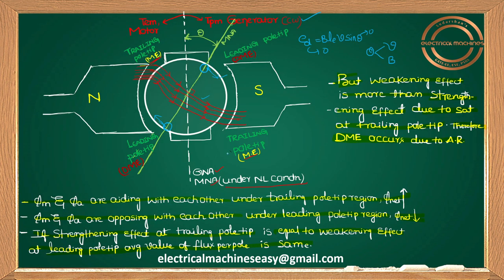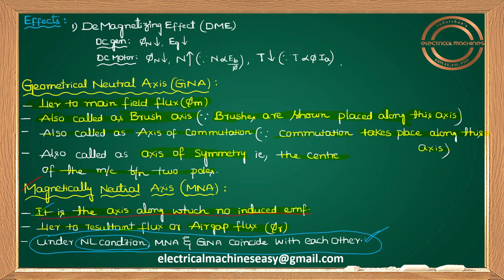Simple, okay? Now see, if you want, you can take this point also. If you take this conductor, the direction of your linear velocity V is in this way, and the direction of B is this red color. What is the angle between your blue arrow and red arrow? It's nothing but 180 degrees. Once again, sine 180 is 0 only, so ED becomes 0. Please try to understand. So what is the definition for MNA? It is the axis along which no induced EMF.